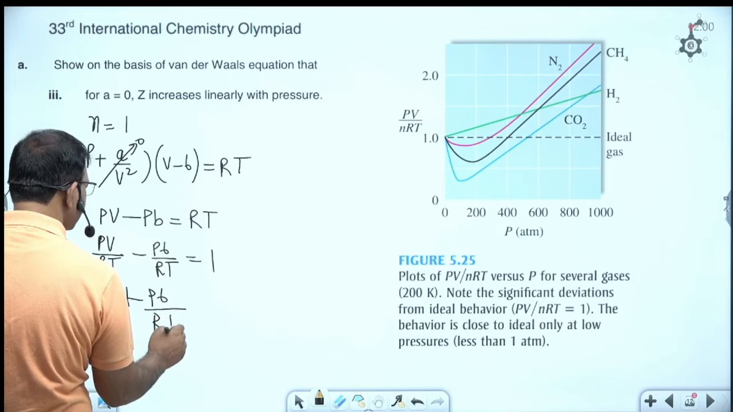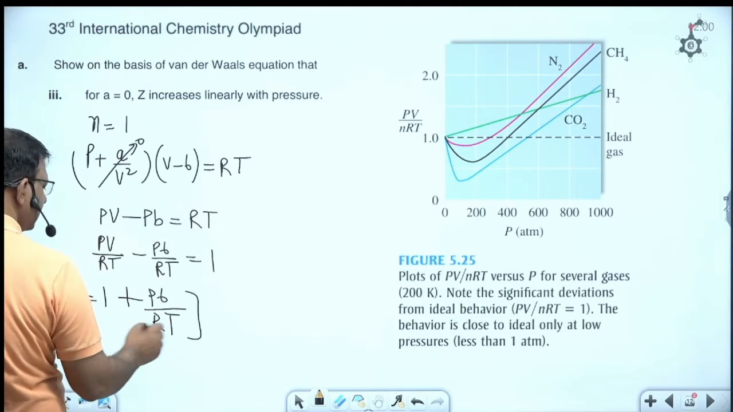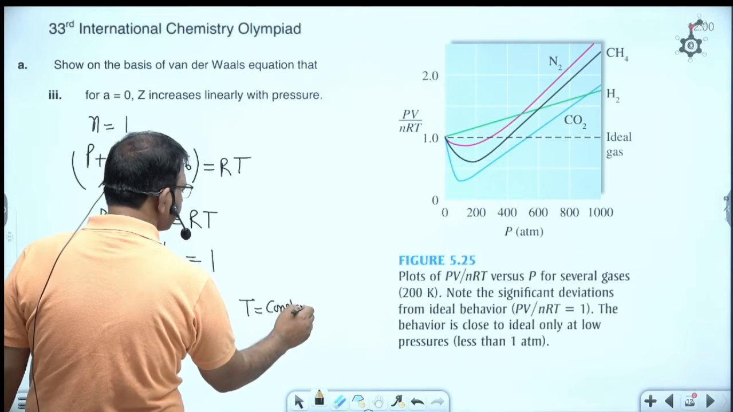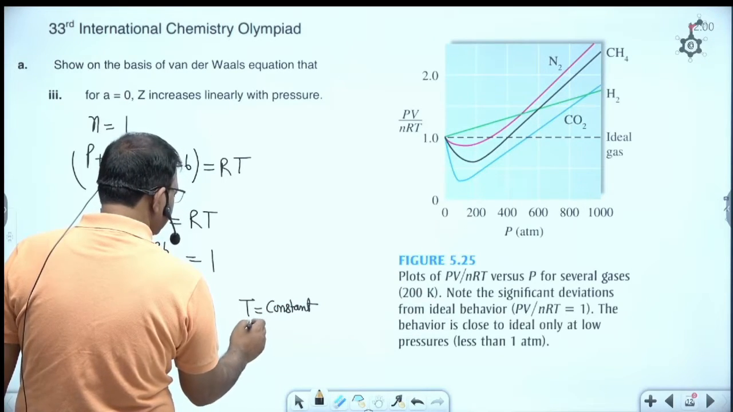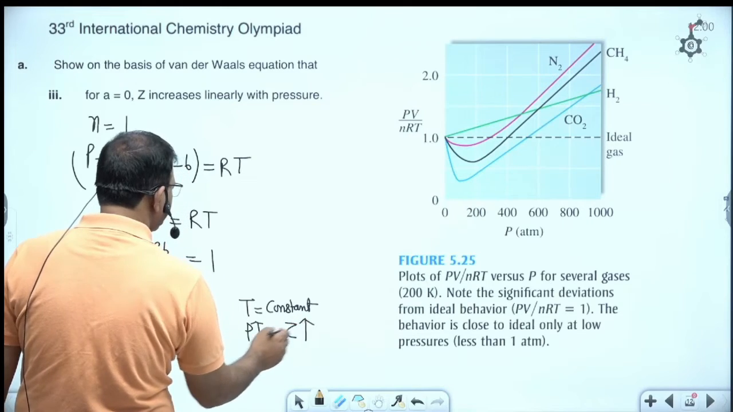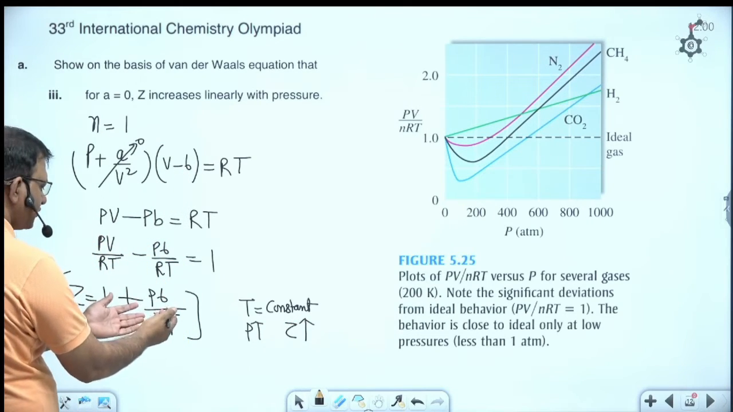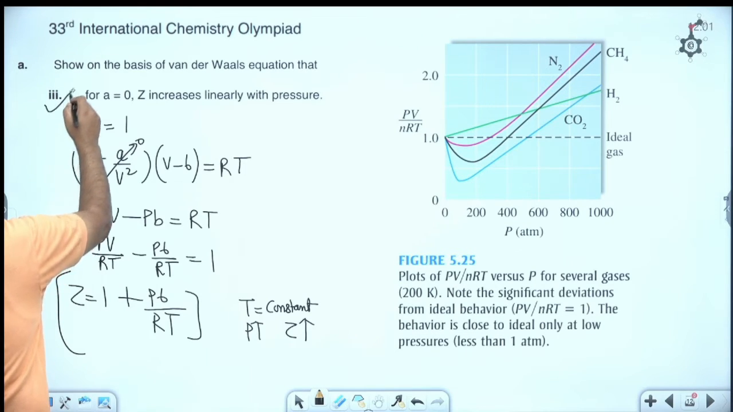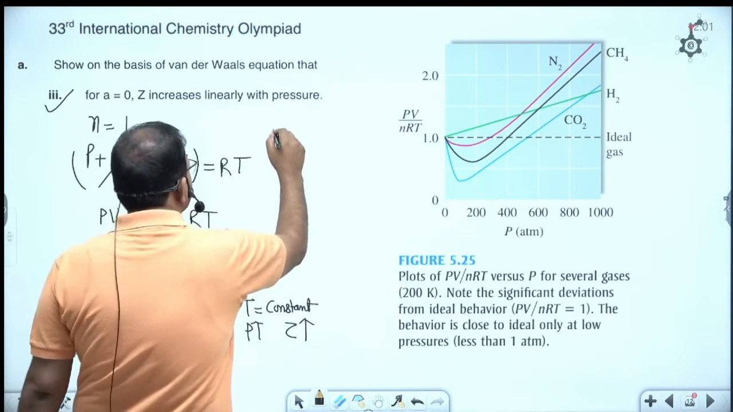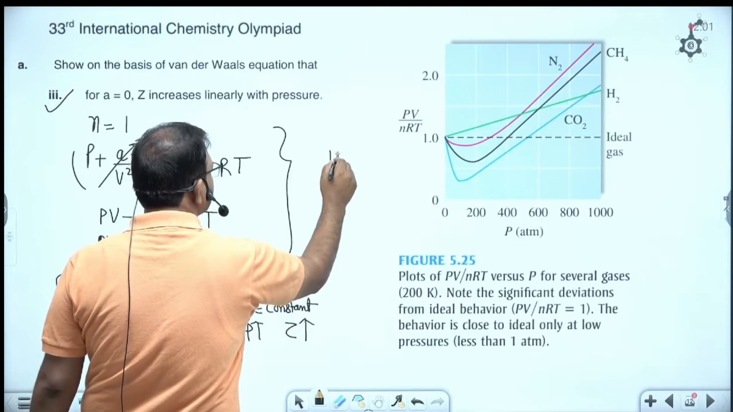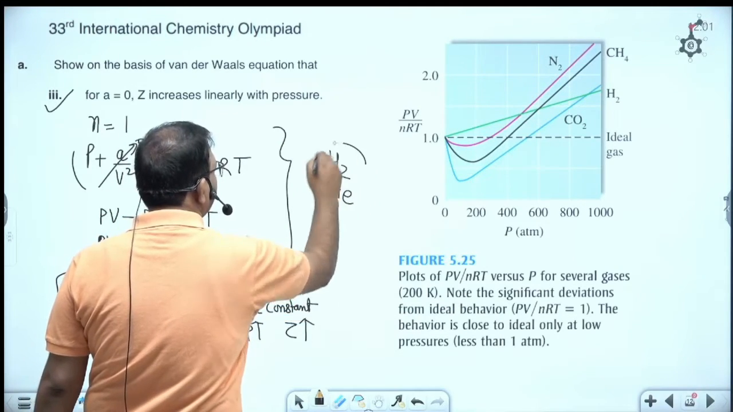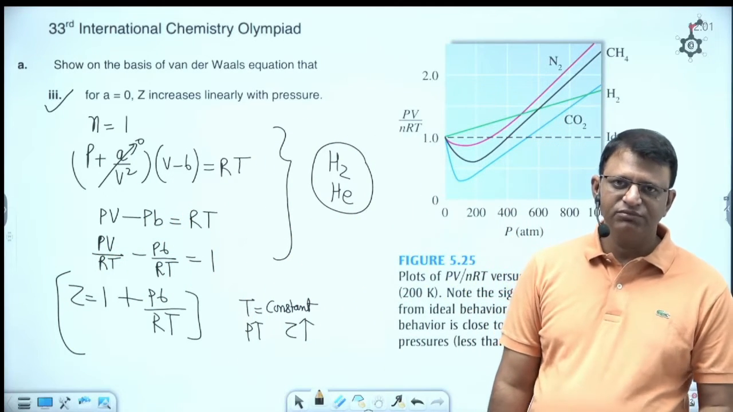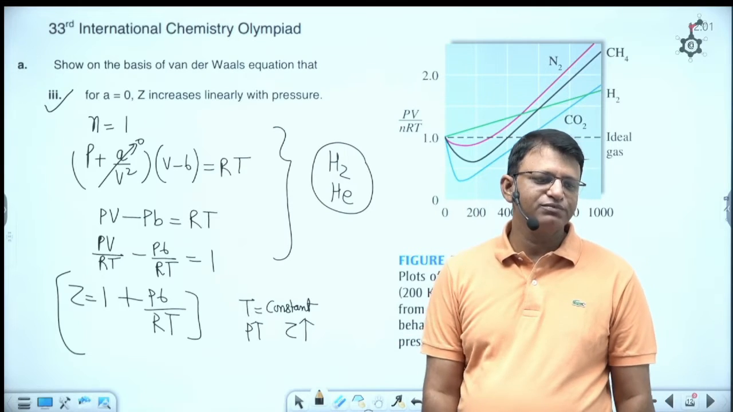So when the temperature is constant, on increasing pressure, the value of Z will increase linearly, right? This A value is negligible for hydrogen and helium gas. For hydrogen and helium gas, the value of A is negligible, so Z is equal to 1 plus PB upon RT.